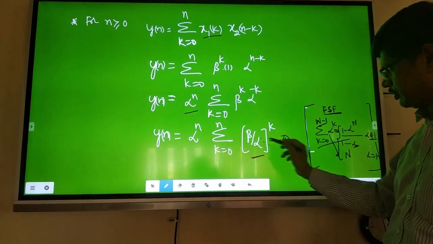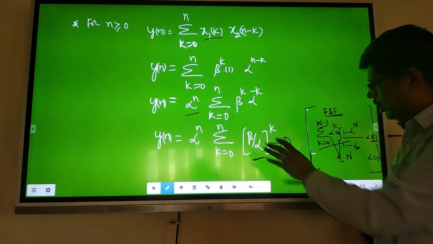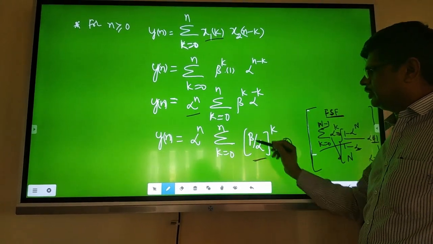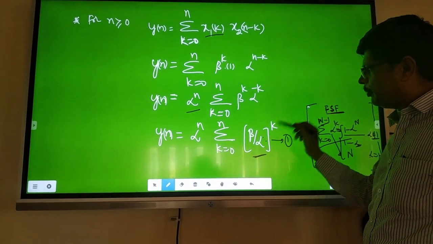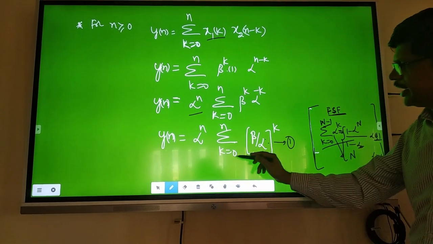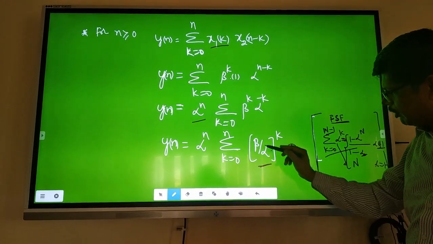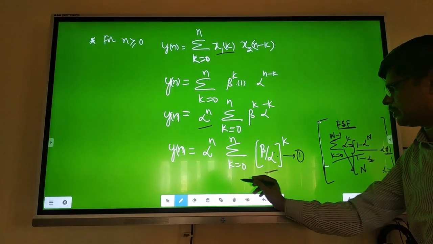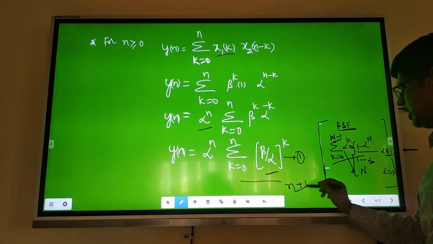However, take this equation 1. Suppose alpha and beta are equal, say beta is 0.9 and alpha is 0.9. Then both cancel, and you will get 1 to the power k. Then y of n is equal to alpha to the power n, summation k equal to 0 to n, of 1 to the power k, which is equal to n plus 1.